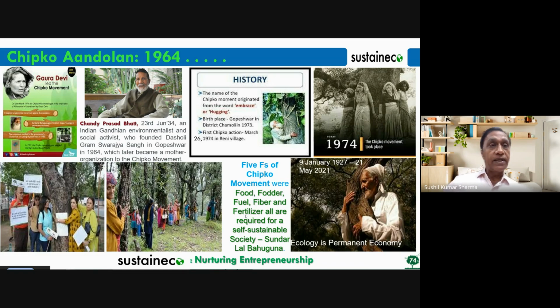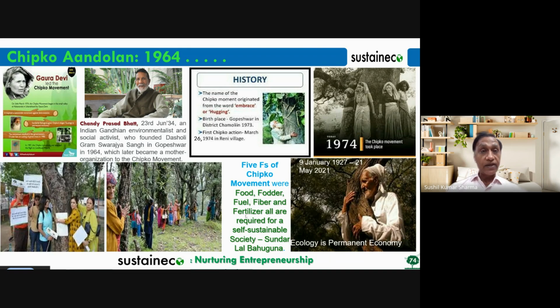The first such example is Chipko Andolan, which happened in present-day Uttarakhand. In those days it used to be part of Uttar Pradesh. It began in the year 1964, and it was taken up by various people one after the other. At last, it became a popular national and international movement under the leadership of Sundarlal Bahuguna.